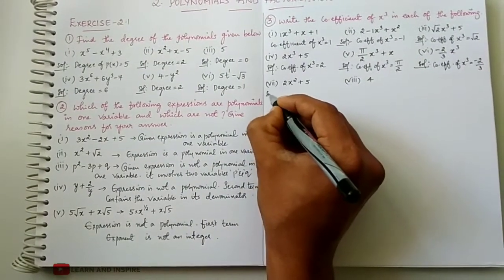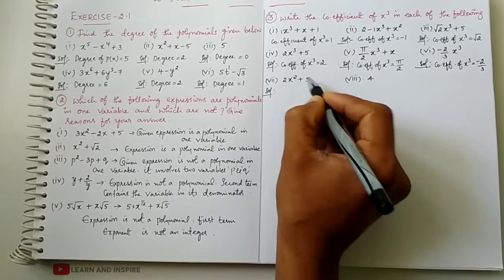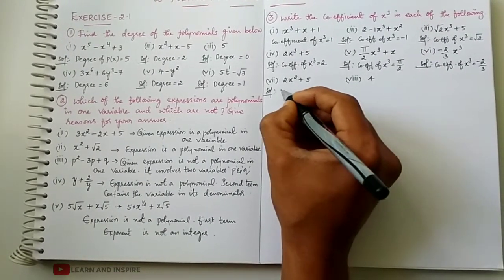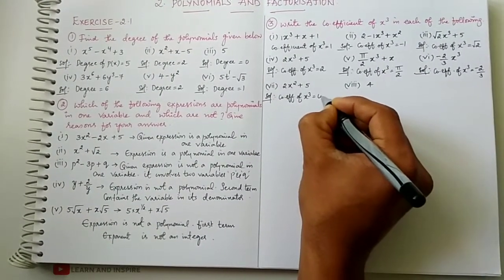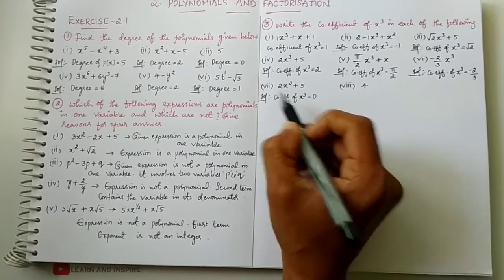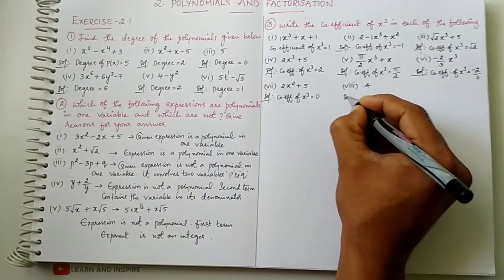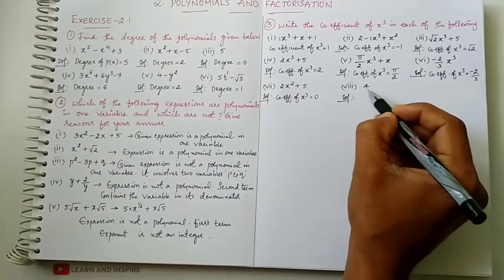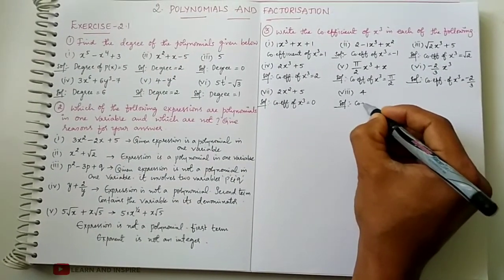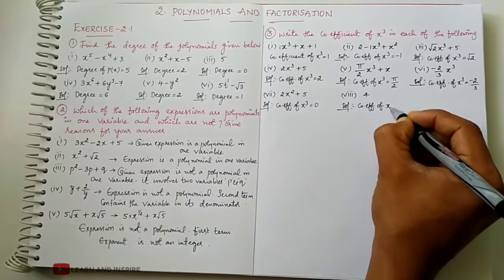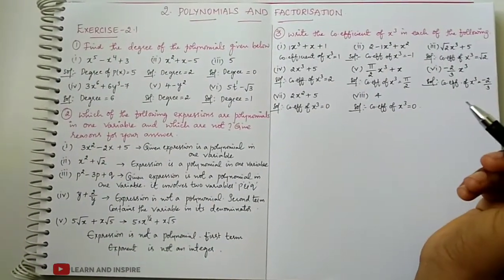Next, seventh one, what is the coefficient of x cube? Is there an x cube term in the given polynomial? There is no x cube term, so we write the coefficient of x cube is equal to 0. If there is no x cube term, then we write the coefficient of x cube is 0. Next, 4 is a constant, but there is no x cube term, so we write the coefficient of x cube is 0. Okay, so this is question number 3. Next, move on to the fourth one.